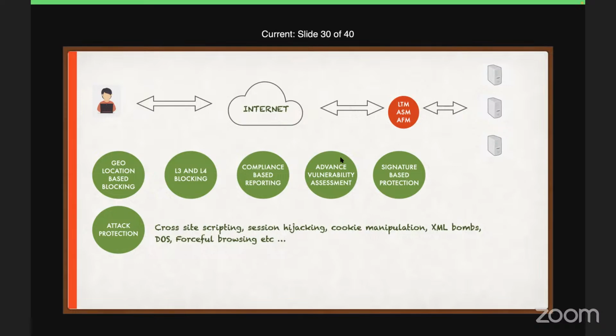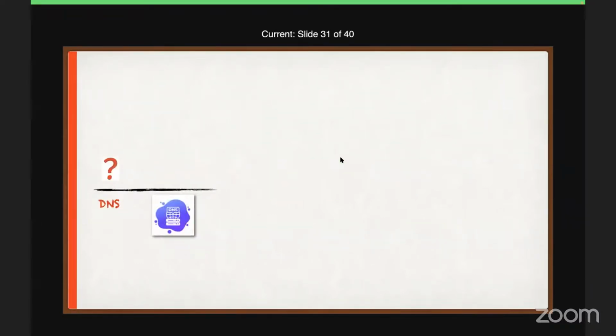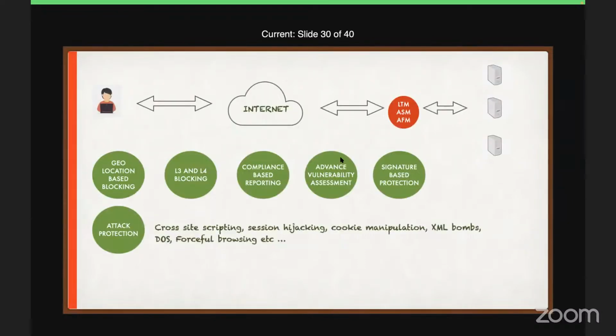Okay, so I hope it clears you out. Yes, it's clear. So DNS. Quick, sorry to interrupt. Quick question here. The ASM, it has the WAF as well, is it? The web application firewall, is it? ASM is the web application firewall. Okay, got it. So when we provision the modules, like LTM, GTM, APM, AFM, it's one module. If we provision it, we get both ASM and AFM. Okay, got it.